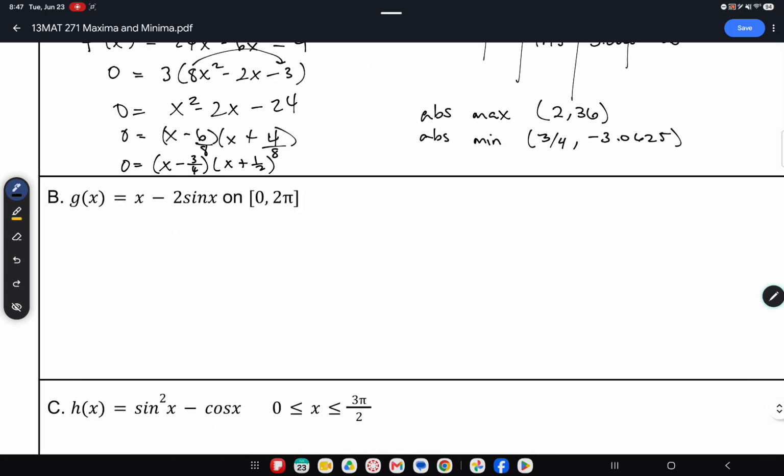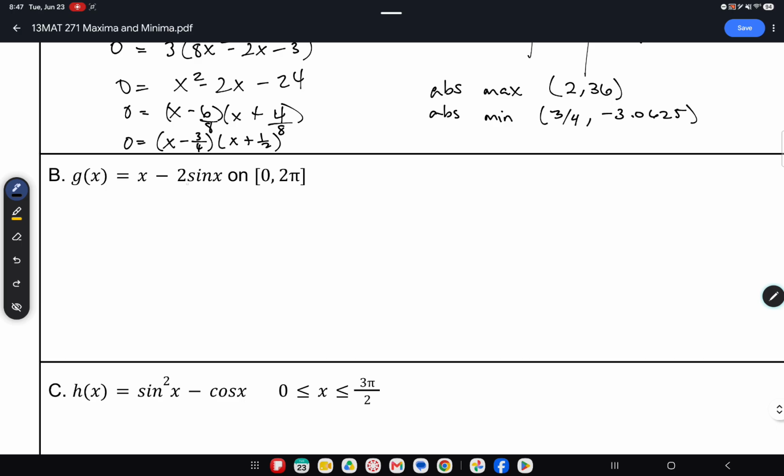So let's do another one. So we've got x minus 2 sine of x from 0 to 2 pi. So let's find the derivative so I can find those critical points. All right, so set the derivative equal to 0. And then move some things over. I'll probably add the 2 cosine x over. Divide by 2.